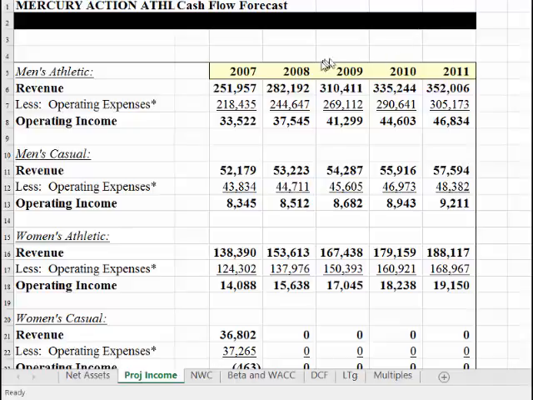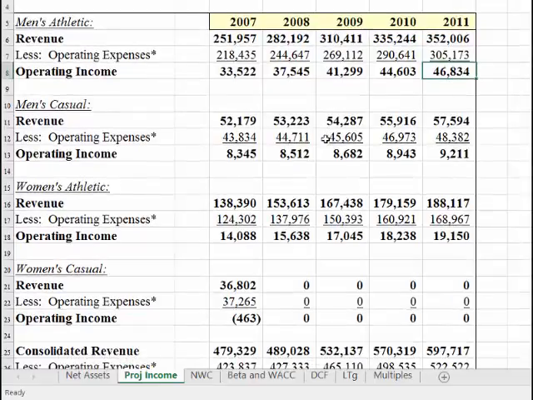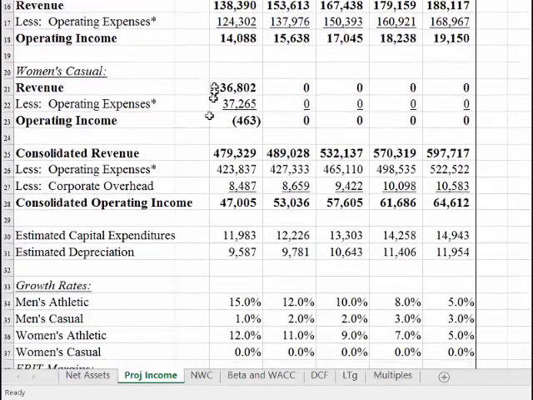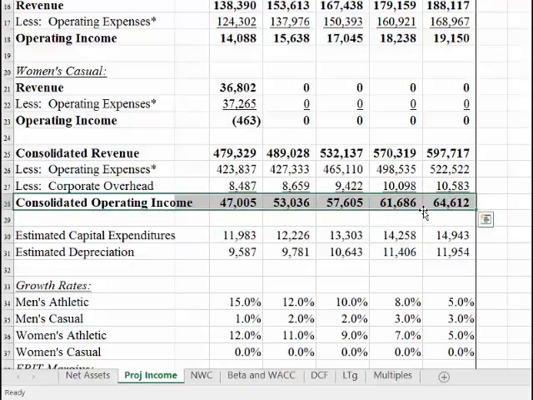So here you can see that we have a 5-year projection for Mercury Athletic, the cash flow forecast. And you see that it starts with revenue and then takes out expenses to get to an operating income. This is also the EBIT that we're using in our free cash flow formula. And they have it for each individual division, and then they have consolidated revenue at the bottom, or I should say in the middle of the spreadsheet. Now, this consolidated income that I've just highlighted, that's what you would use for your EBIT in a free cash flow, which we'll see in a future video.